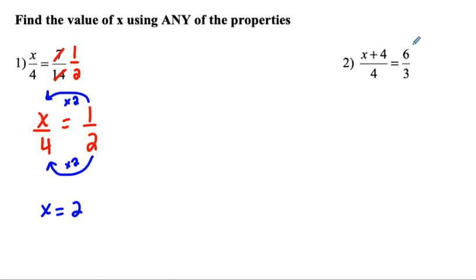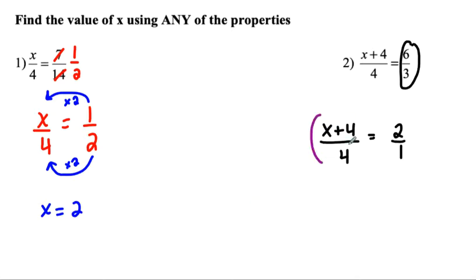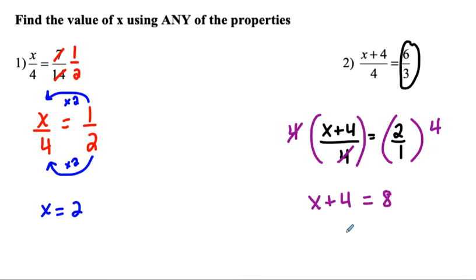All right, let's look at this next one. Again, we want to simplify first. I can simplify 6 over 3. That gives me x plus 4 over 4 equals 2 over 1. All right, now another way to solve a proportion would be to clear fractions. The lowest common denominator is 4, so I'm going to multiply both sides by the lowest common denominator. I'm going to clear fractions. This is the way I tend to solve most proportions after I simplify them because they're just much easier this way. So the 4's will cancel and I'll be left with x plus 4 equals 8, and then I subtract 4.